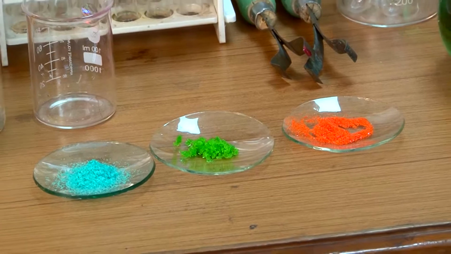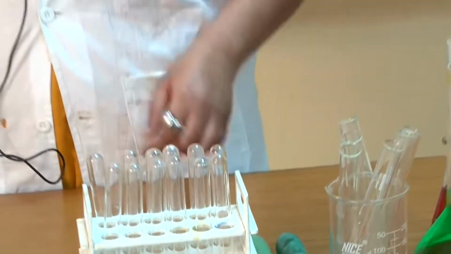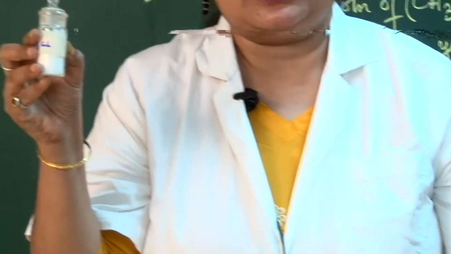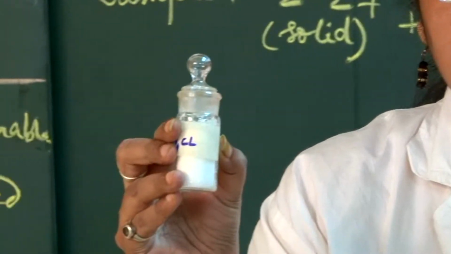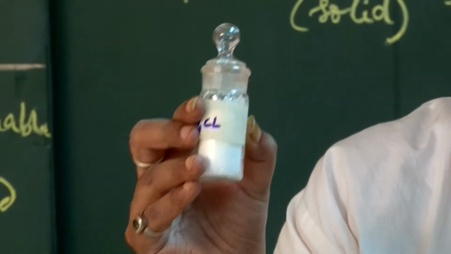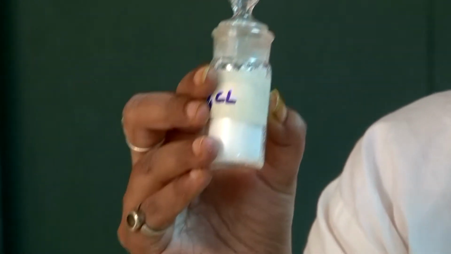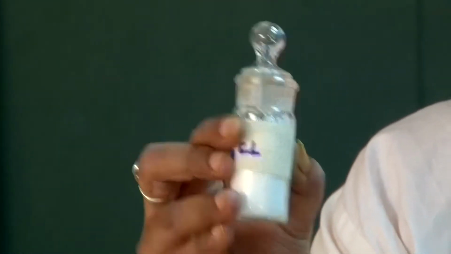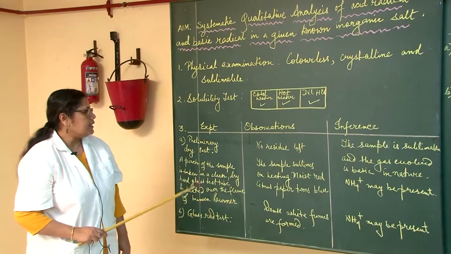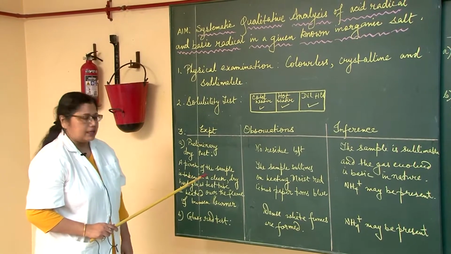But today's sample, we have taken a sample of ammonium chloride. This is a colorless salt. We are going to detect the basic radical and acid radical and give the confirmatory test. So, here our sample is a colorless sample.